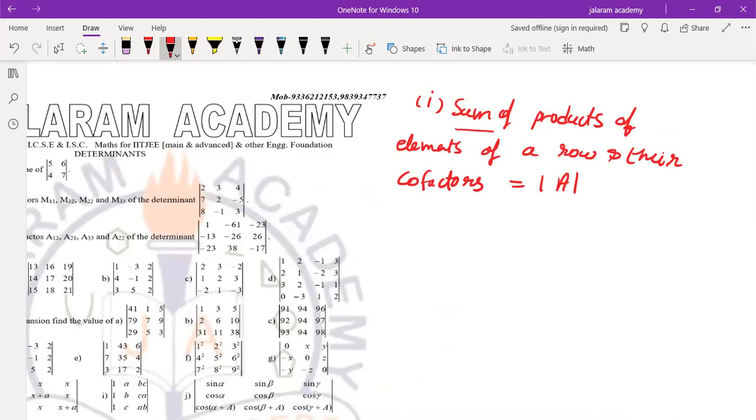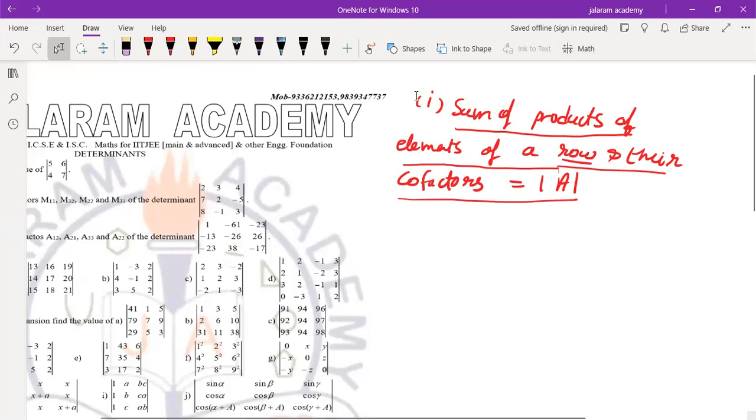Sum of products of elements of a row and their cofactors equals determinant of A is not only correct for a row, but it is correct for any particular column also. Always remember.